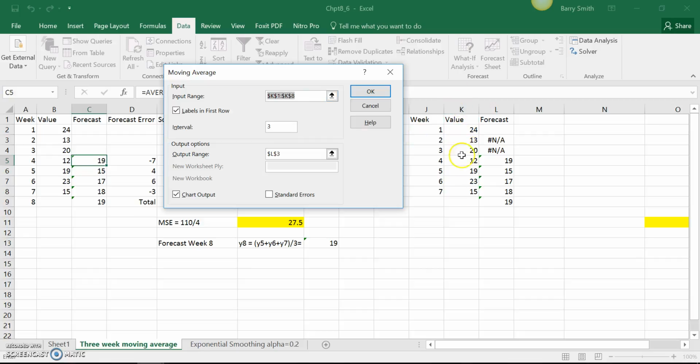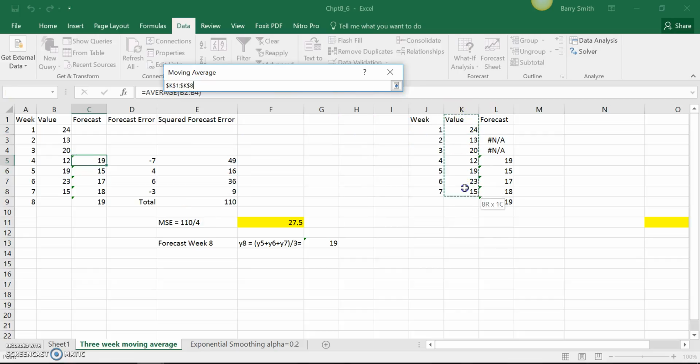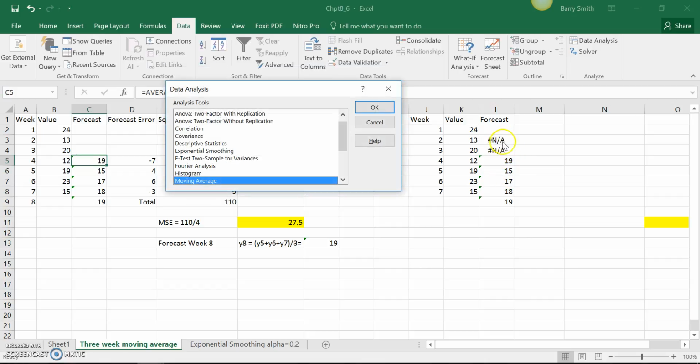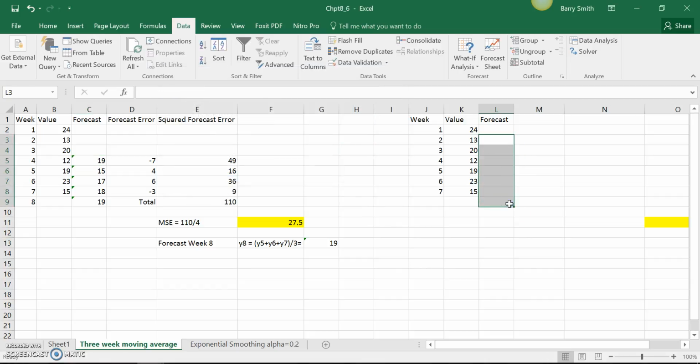So what I've done is I copied the data back over here, so I'm going to use the values. Now the interval, that's like if we did a 3-week moving average, this would be 3. If we're doing a 4-week, we'd put 4. If we're doing 6-week, we'd do 6. Just whatever the problem shows us. And then I'm going to put the output in the appropriate place. So let's do this here so we can see it do something.